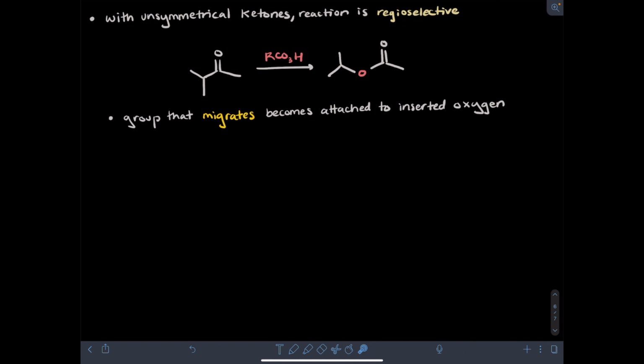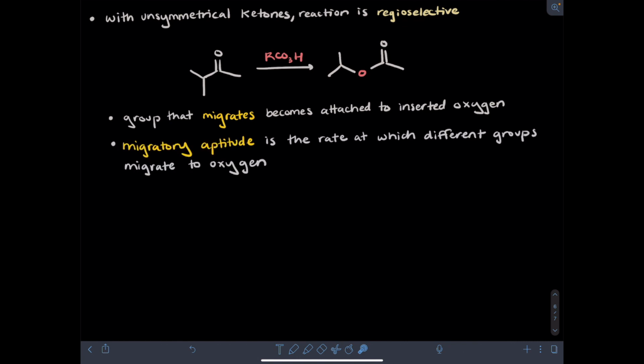For terminology, I'll say that the group that migrates is the one that becomes attached to the inserted oxygen from the peroxy acid. And the term migratory aptitude refers to the rate at which different carbon groups or hydrogen groups migrate to that electrophilic oxygen.